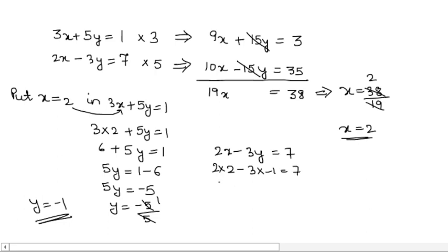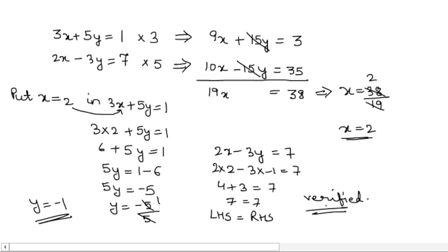Solving it further, 2 times 2 is 4. Negative 3 times negative 1, so positive 3 times 1 is 3, is equal to 7. So you see what I get is 7 is equal to 7. So when you get the left hand side to be equal to the right hand side, we can say that your values are verified, and that means your values are correct. So your solution was x is equal to 2 and y is equal to -1.